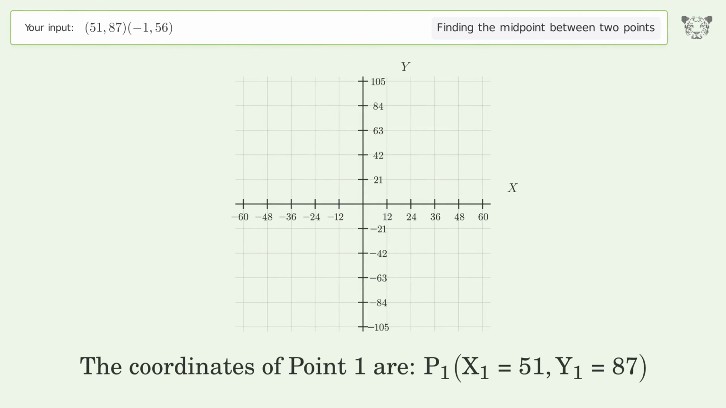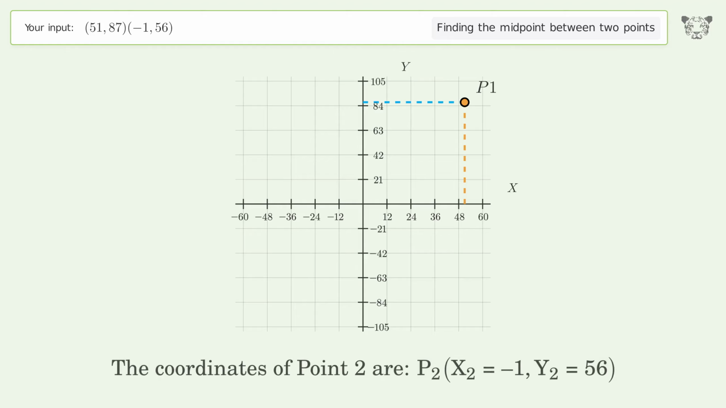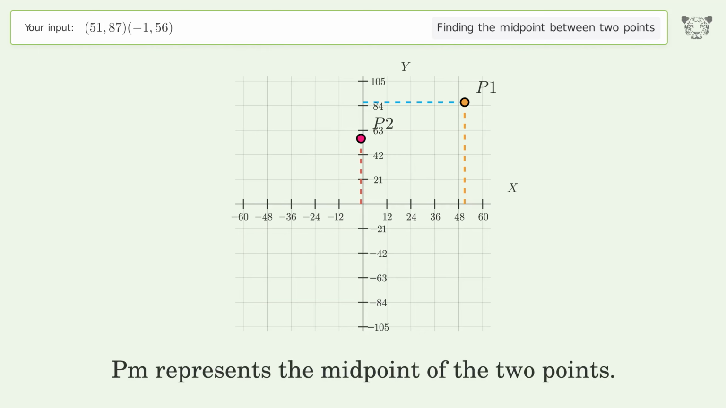The coordinates of point 1 are, x1 equals 51, y1 equals 87. The coordinates of point 2 are, x2 equals -1, y2 equals 56. PM represents the midpoint of the 2 points.